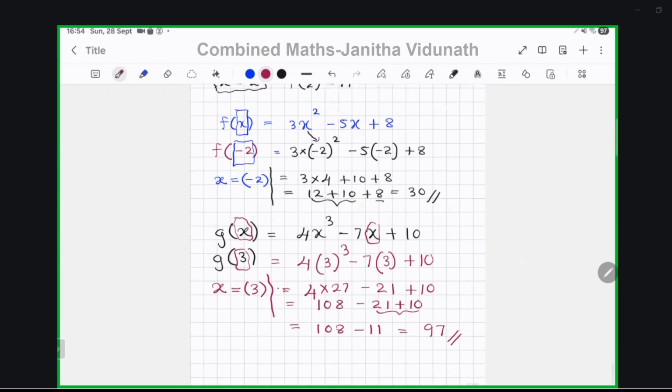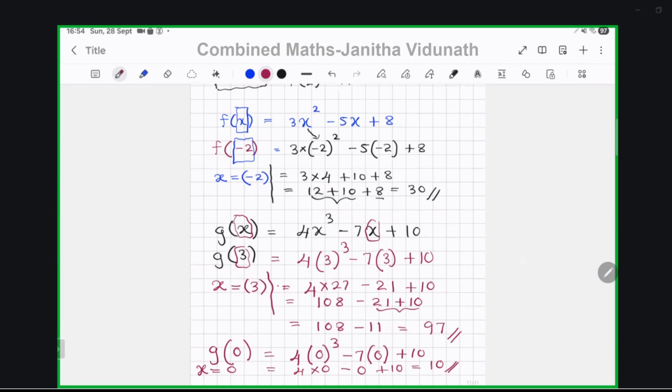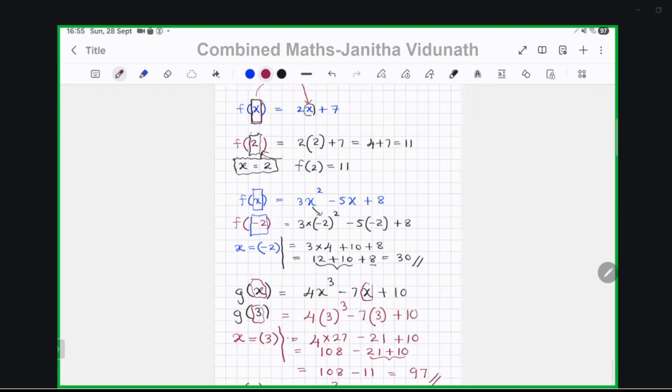Okay. Now think we need to find g(0). That means instead of x, now we substitute 0. That means 4 times 0, minus 7 times 0, plus 10. That means 4 times 0 to the power 3 is 0, minus 7 times 0 is 0, plus 10. Now the value is 10. Very simple. Instead of x, we replace the number that is inside the bracket. Okay, write down those examples.